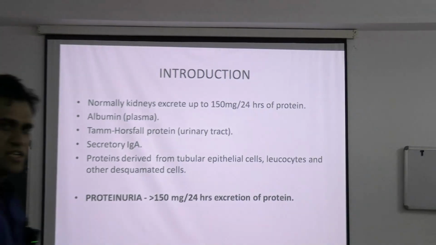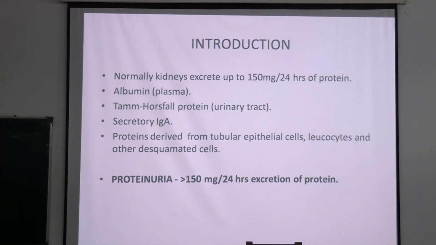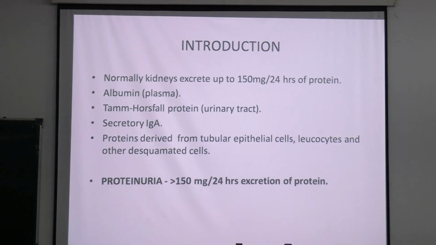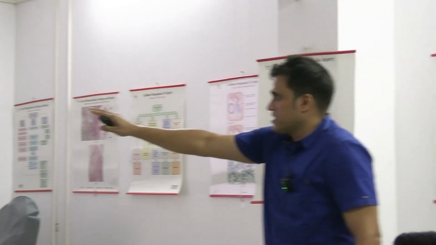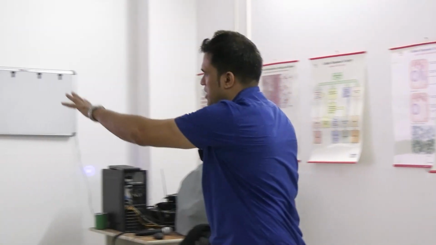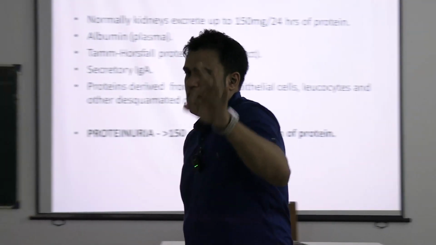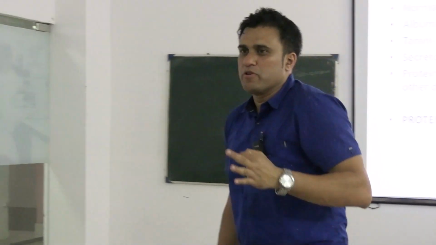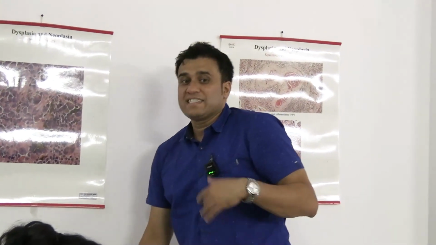Tamm-Horsfall protein. Have you heard the name? Other than albumin, which is secreted from the plasma, the rest, like Tamm-Horsfall protein and secretory IgA, are all derived from the urinary tract. Tamm-Horsfall protein specifically comes from which part of the urinary tract? Kidney. Which part of the kidney? The ascending limb of the loop of Henle.